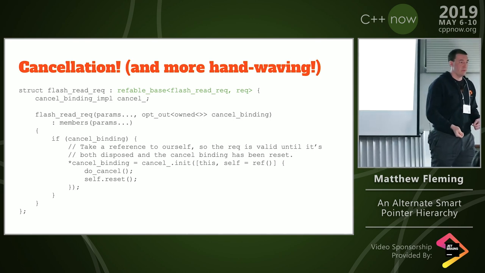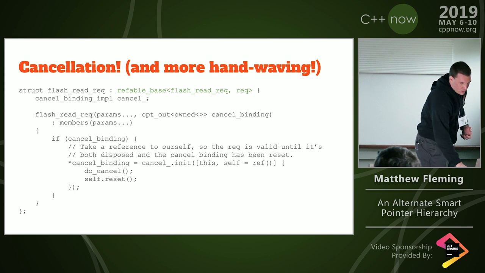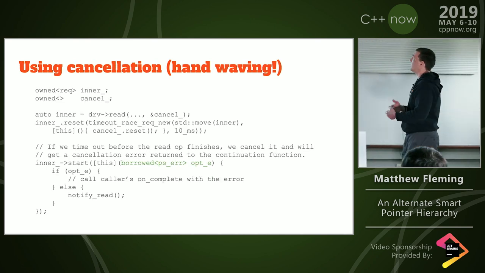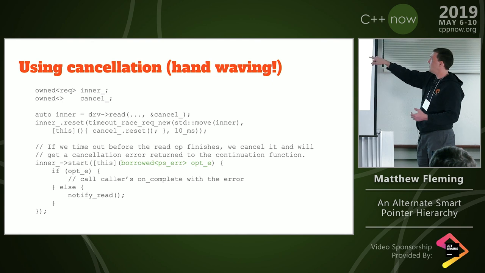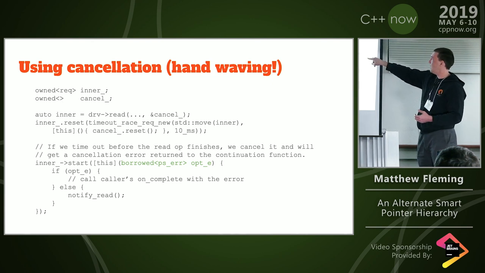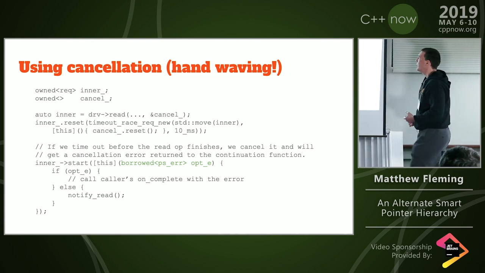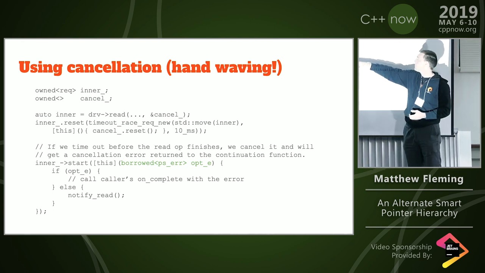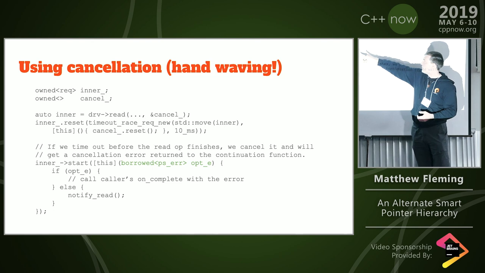I'm going to early dispose my extra reference to the memory underlying this request. And the consumer then, they used to have a rec inner that they were going to say read. Now they just have an extra plain owned that they pass in to be filled in. And now instead of just saying read, run the request, I can have this, again, I'm going to hand wave what this looks like, this timeout race rec new.